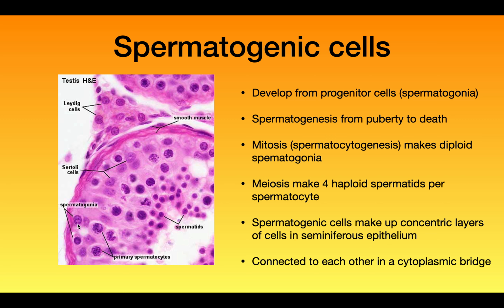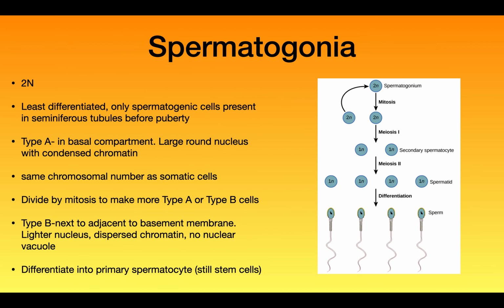They're a little bit larger, and here are your spermatogonia with the condensed nuclei. Here are your primary spermatocytes, where it's getting a little bit more diffuse. Spermatids are your smaller cells.